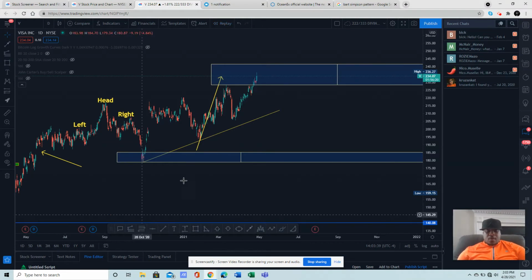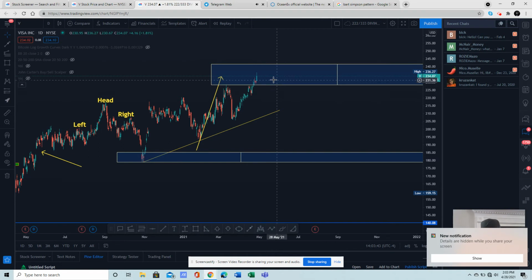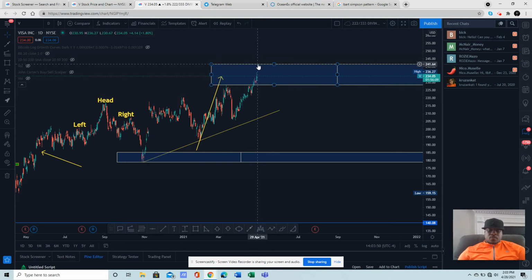Since this area has now been breached, what are we looking for? We're looking to go up to the top level. So we want to take Visa to the 241 region, because this is the top level of the resistance. As long as price closes above the area that was serving as resistance, it's now the support. Our next level of resistance based off the Fibonacci extension is the 241. So we do want to look for opportunities to enter this trade long.